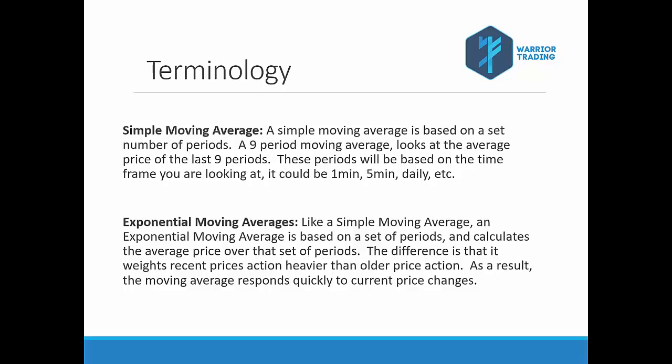Now, in contrast to a simple moving average, we have the exponential moving average. Like a simple moving average, it's based on a set period of time, the 9 period, the 20 period, 25, whatever it might be, and it's giving you the average price over that period of time. The only difference, and this is an important difference, is that exponential moving averages weight current price action heavier than older price action. So what does that mean? That means that current price action is going to cause the moving average to move quickly. So the moving average moves faster in response to current changes in price.